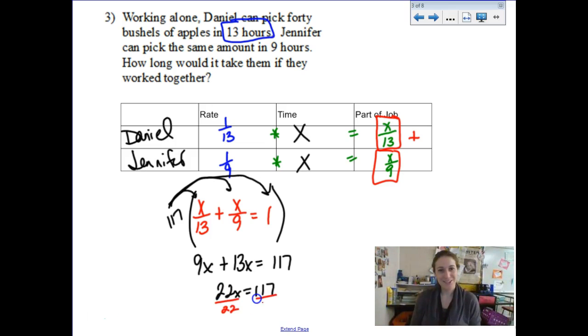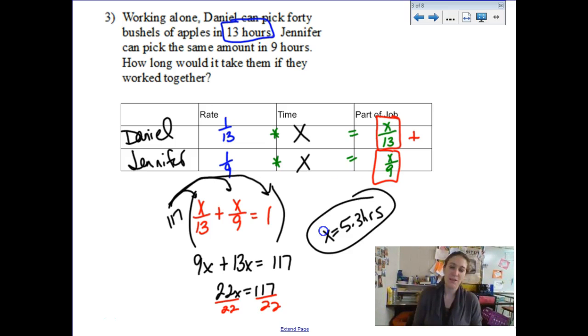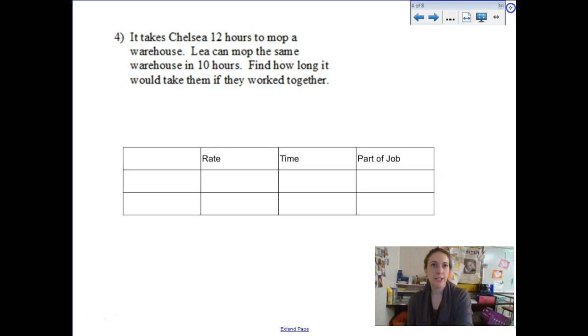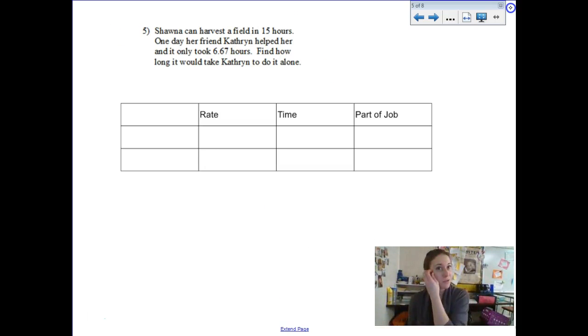One more step, and this time we need a calculator. So, let's see here, 117 divided by 22. These children are working together for 5.3 hours. That's how long it'll take them when they work together. Teamwork makes the dream work and all that. Alright, we're going to move on to the back of the notes now. We're going to change up the problem a little bit.